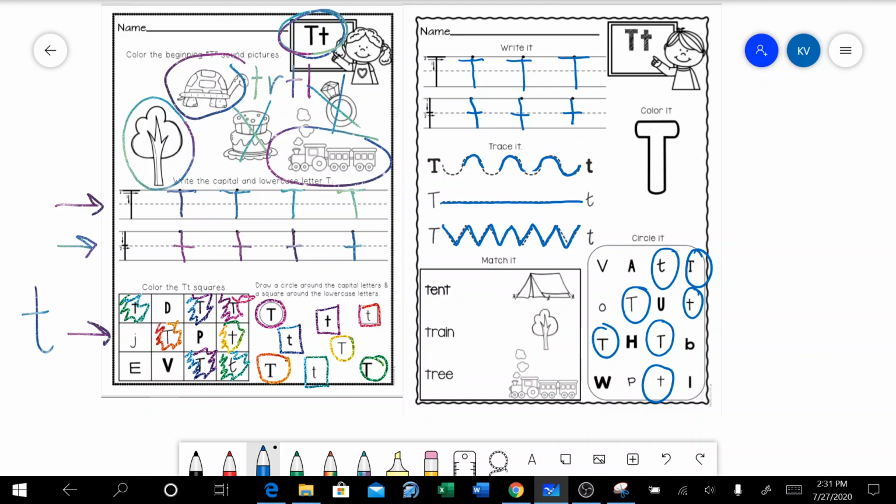All right, and our last thing we have to do on our page is try to read our words. Now, remember yesterday I said start with the smallest word. There's 2 that are pretty small, so let's just start right here at the top. So T says ta. E says eh. N says n. We have another T that says ta. So we're going to go ta and ta and tent. Ooh, I see it. It's a tent. Good. So we're going to draw a line from the word tent to the picture of the tent.